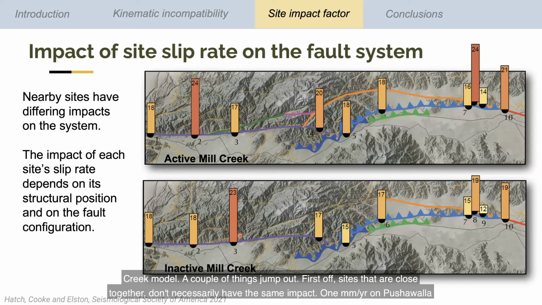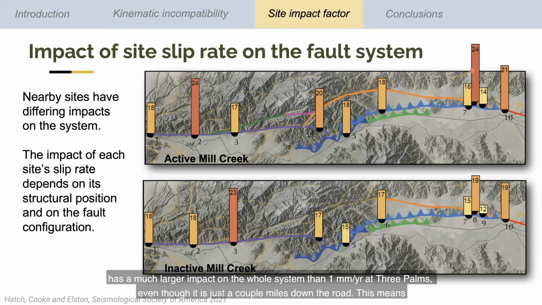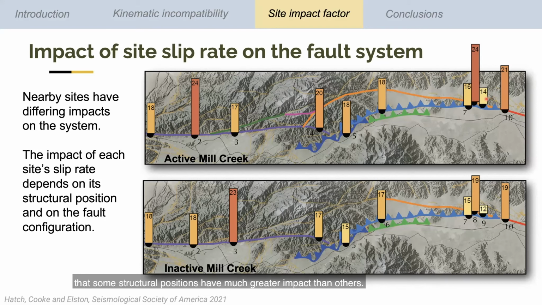A couple of things jump out. First off, sites that are close together don't necessarily have the same impact. 1 millimeter per year on Pushwala has a much larger impact on the whole system than 1 millimeter per year at Three Palms, even though it's just a couple miles down the road. This means that some structural positions have much greater impact than others.